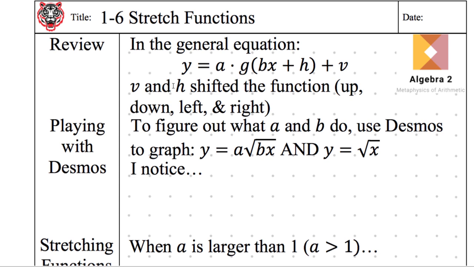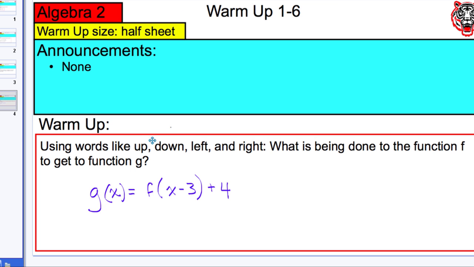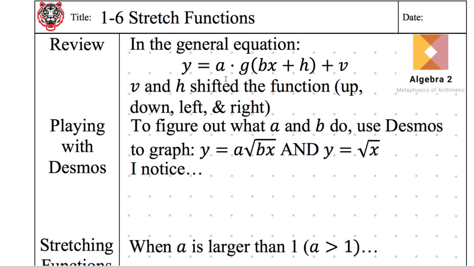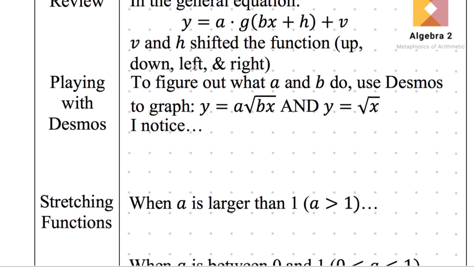V and h, they shift the function up, down, and left and right. We knew that from the warm-up today, which was talking about this. The answer here was right 3, up 4. So we know we're basically masters at translating functions right now. We're going to play with Desmos some more.